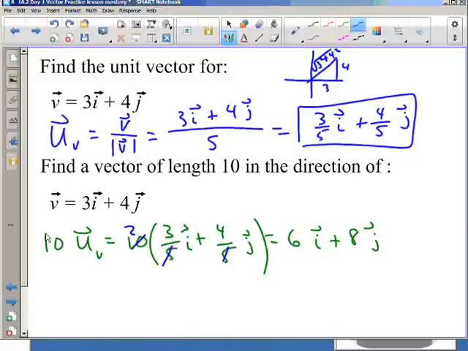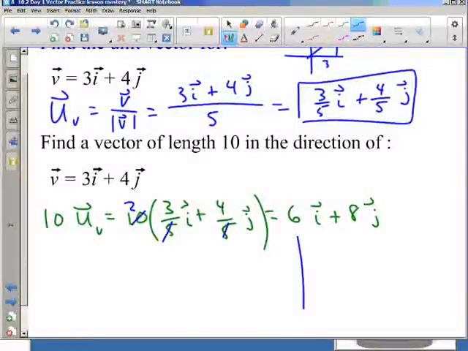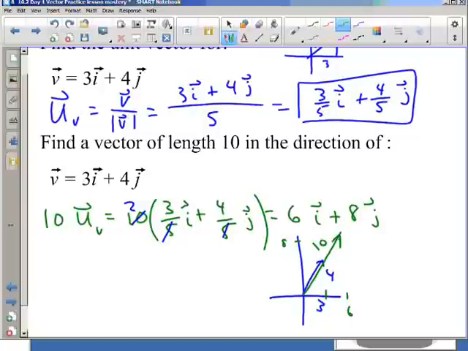Now you may have noticed that 10 is actually a multiple of 5, our original, so it's double. And essentially we could have gotten this visually as well. She went over 3 and up 4. To double this length of 5, you would get out here to 6 and up to 8. Something like that. And that would have been a 10.